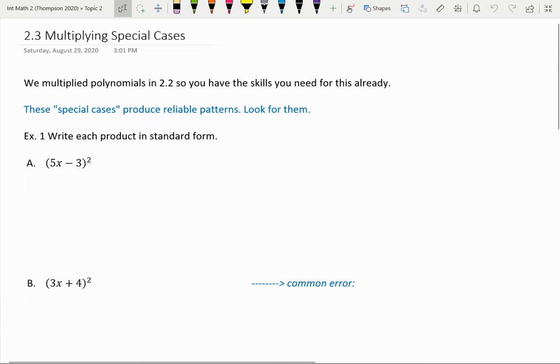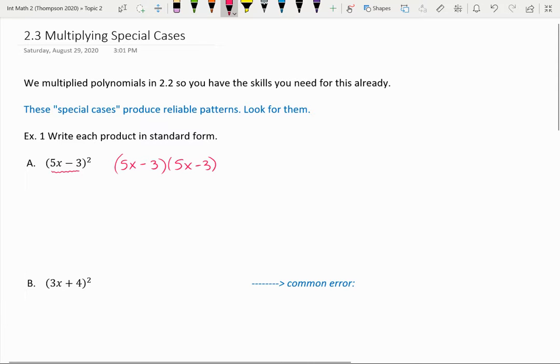Okay. So example 1, just write each product in standard form. You'll see here that for problem A, I have the quantity 5x minus 3 all squared. Whenever I've got an expression squared, in here I've got two terms, 5x and then minus 3. I need to write that twice and multiply it out. So always, always, always, you're going to write it twice and then you'll multiply.